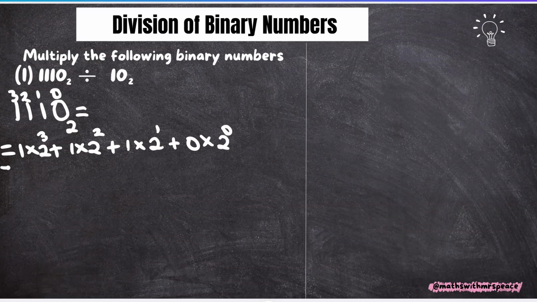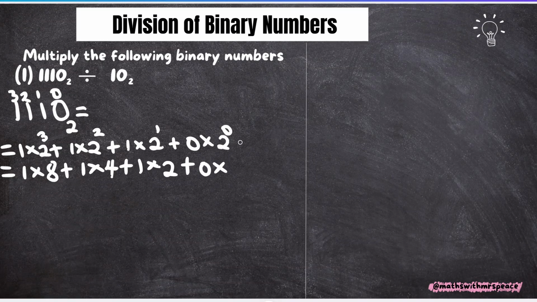The next step, I'm going to solve for the powers. 1 times 2 raised to the power of 3 will give me 8, that's 2 times 2 times 2. Plus 1 times 2 raised to the power of 2 will give me 4, that's 2 times 2. Plus 1 times 2 raised to the power of 1 will give me 2. Plus 0 times 2 raised to the power of 0, and that's going to give me 1. Remember that anything raised to the power of 0 will give you 1.